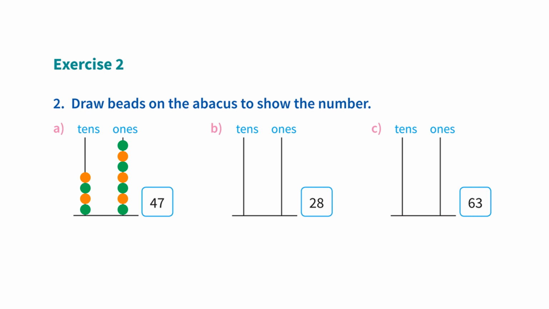Now see the second one. What number is given? 28 is given. So in that way you will put the beads. The first one we had already done. In the same way here also, count the number and put the beads inside.